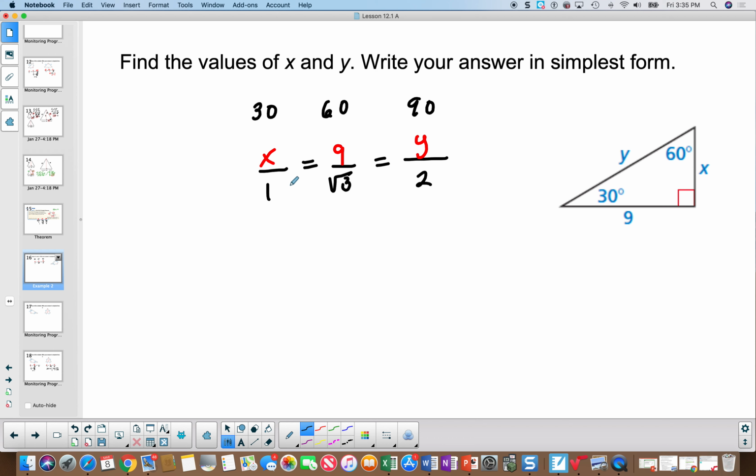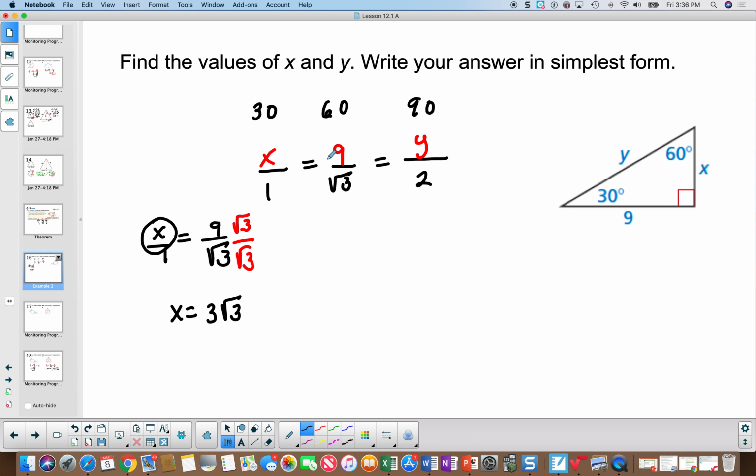Okay, so what I want to do is I'm going to try to solve this right over here. So I'm going to write it over here, x over 1 is equal to 9 over root 3. Now I can see I already have x by itself, so I just have to make this look a little better. So root 3 over root 3, and then x will be equal to, now this makes a 3, 3 goes into 9 3 times, so x is 3 root 3.